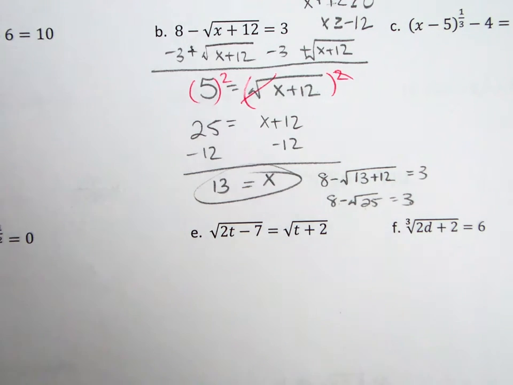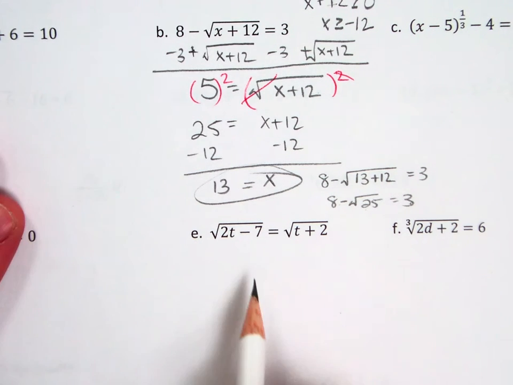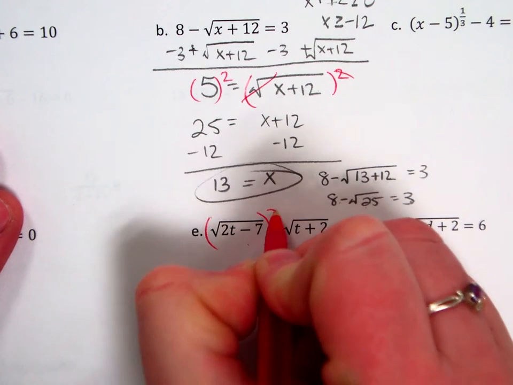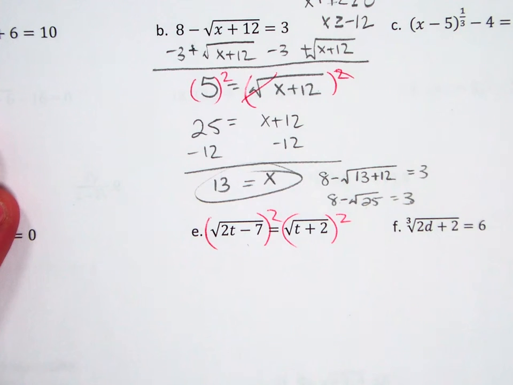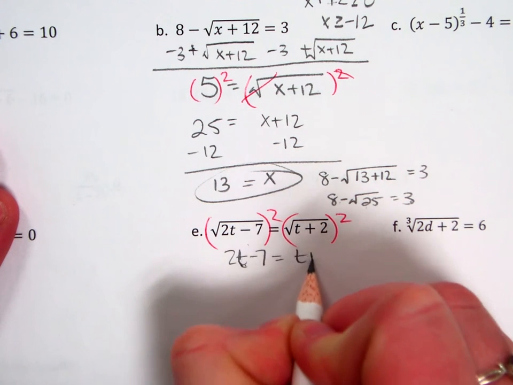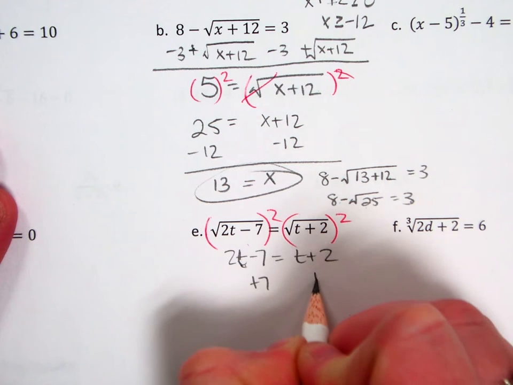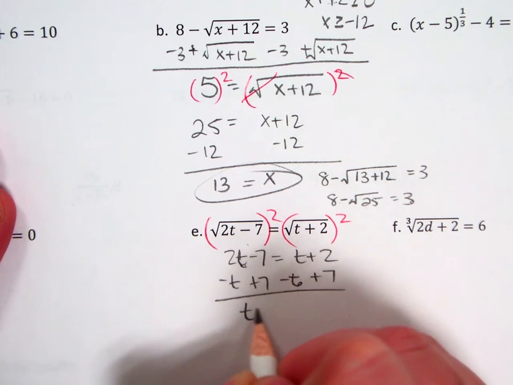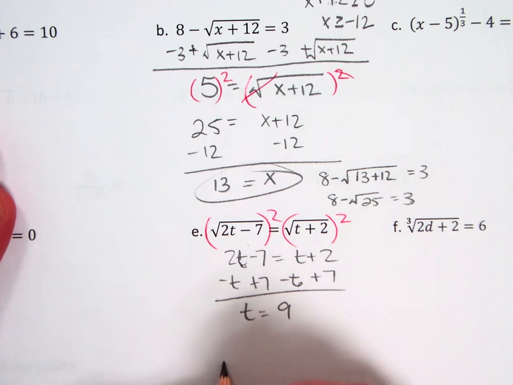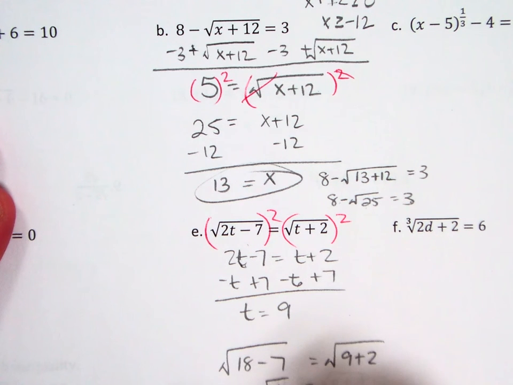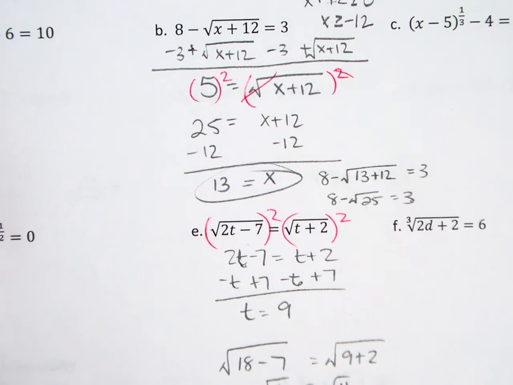Alright, so the next inequality that we got, we're going to solve here on E. We're going to square both sides. And we're going to get 2t minus 7 equals t plus 2 plus 7 minus t equals 9. Plugging 9 back in, you get the square root of 18 minus 7 equals the square root of 9 plus 2. Square root of 11 equals square root of 11, which is a viable solution.